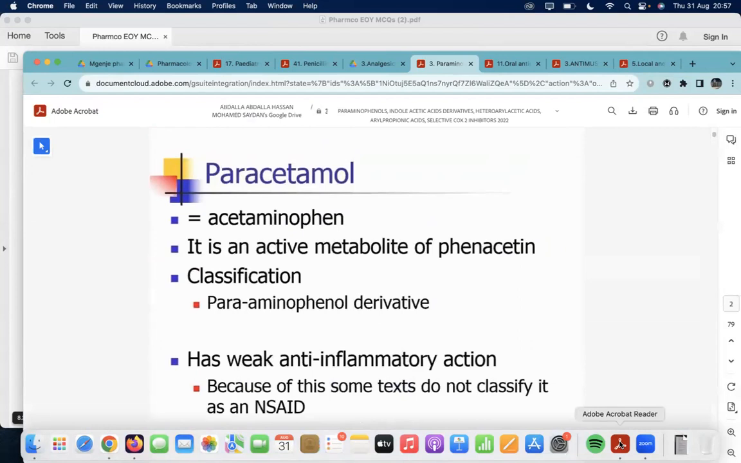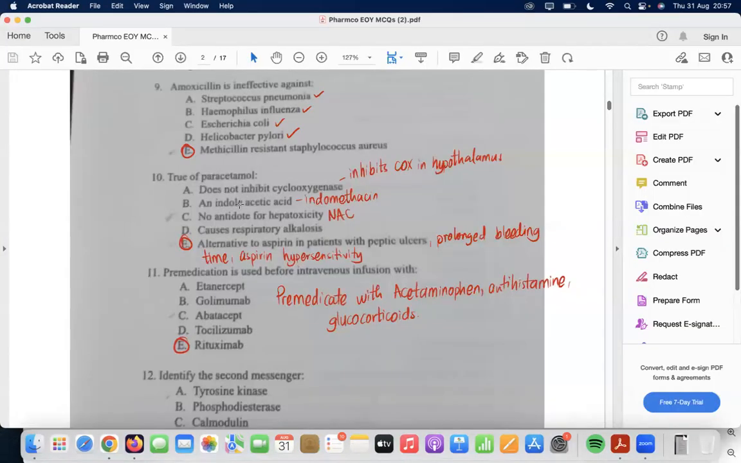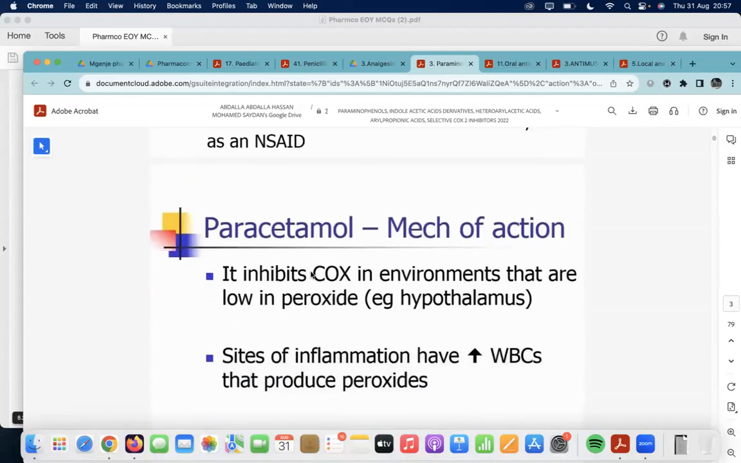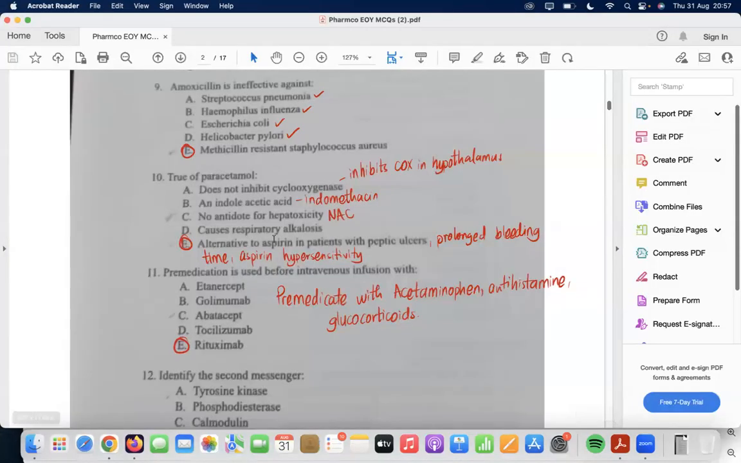Okay, so paracetamol does not inhibit cyclooxygenase. It does. It mimics NSAIDs in that way by inhibiting COX. In fact, it's here. It inhibits COX in environments that are low in peroxide, such as the hypothalamus. Okay. It's an indole acetic acid, no.